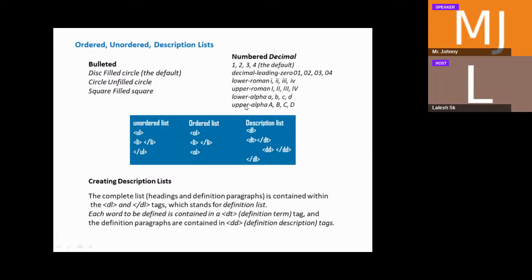Next one is description list. In this we have DL, DT, and DD. If I want to have some heading and I want to give some info about it, then we can use description list. Most commonly used is OL and UL.